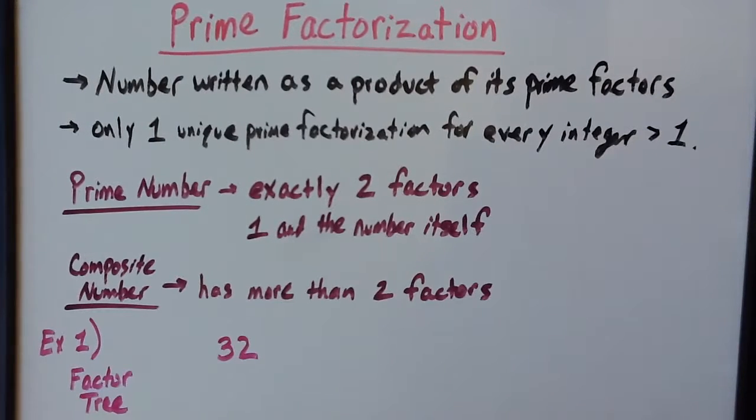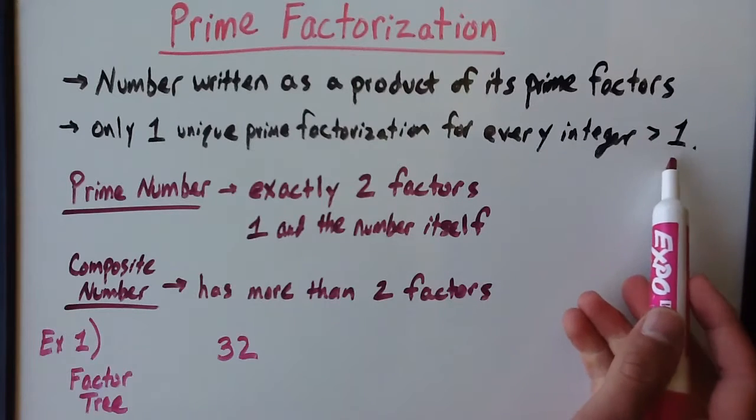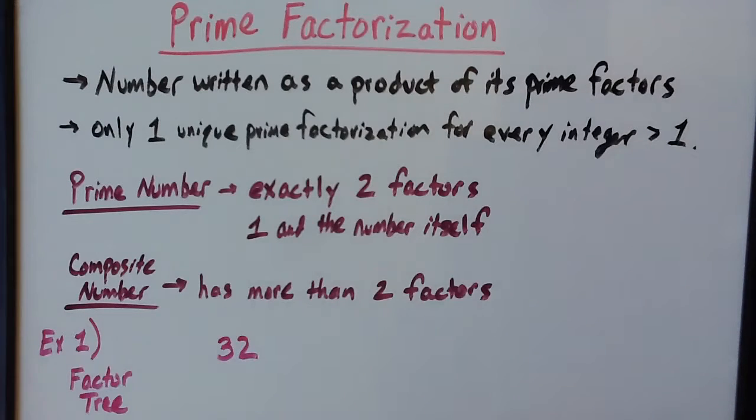When you write the prime factorization of a number, you're writing the number as a product of its prime factors. Now, there's only one unique prime factorization for every integer greater than 1. So it doesn't matter the method that you use, you will get the same prime factorization if done correctly.